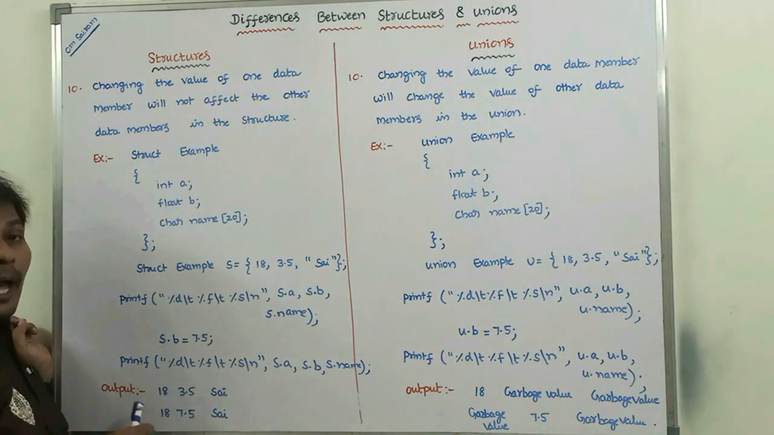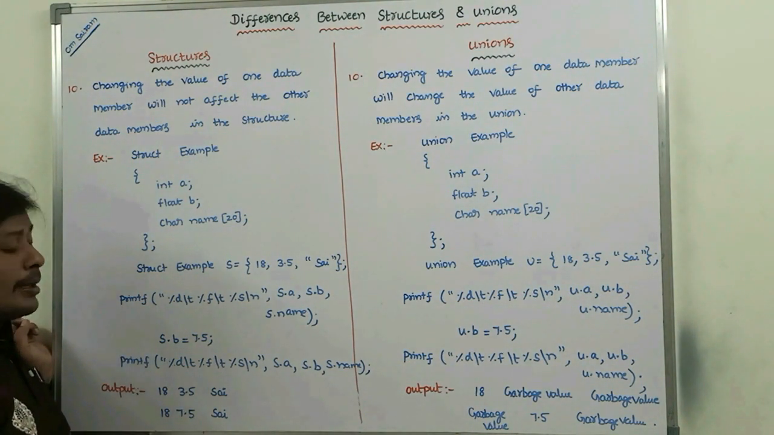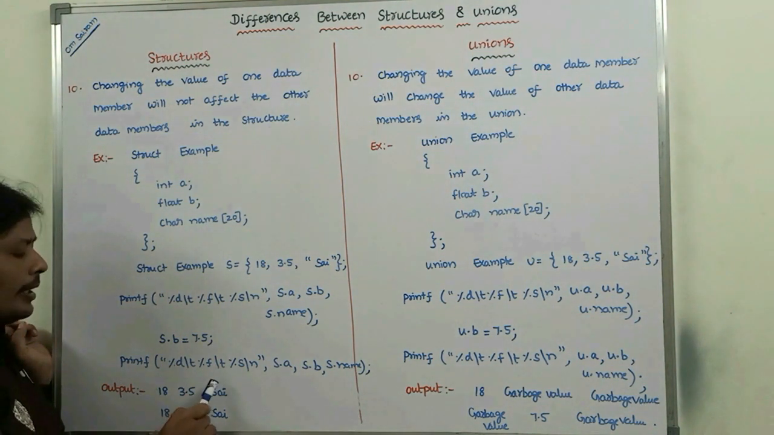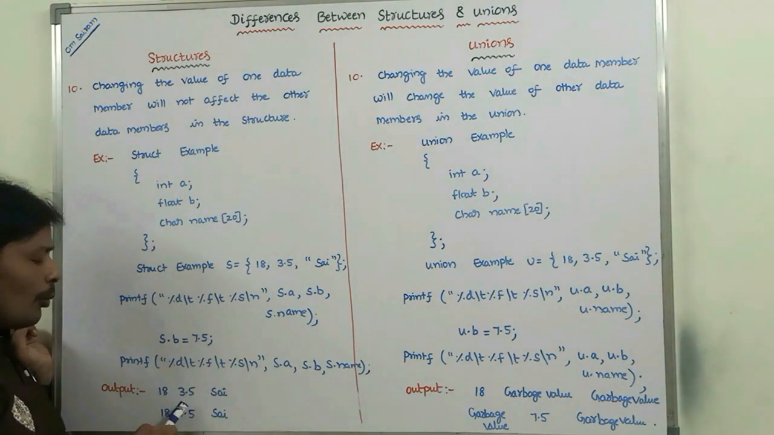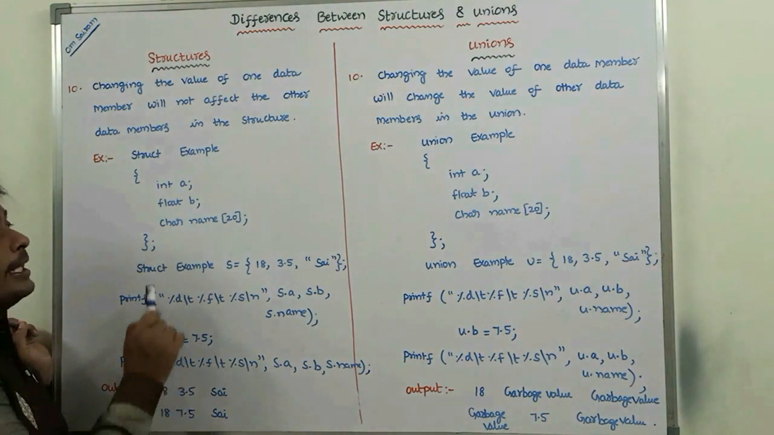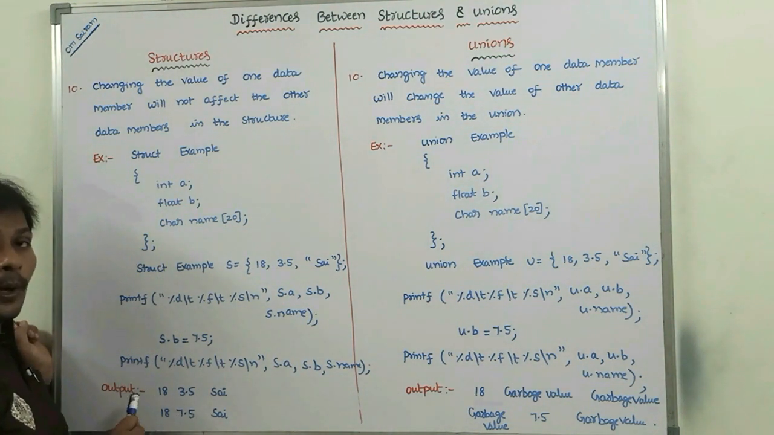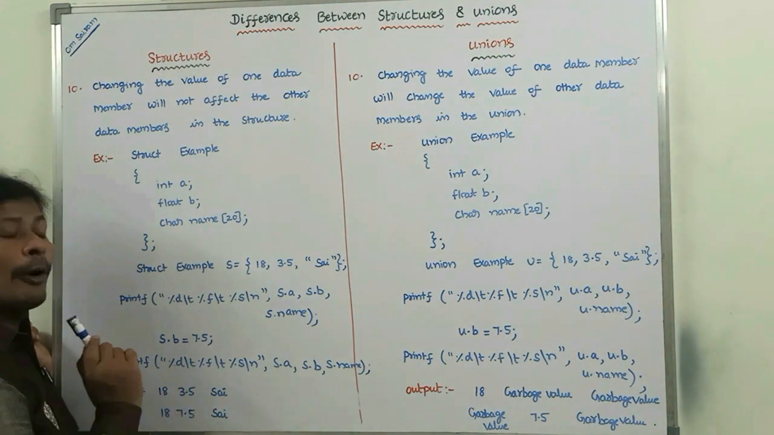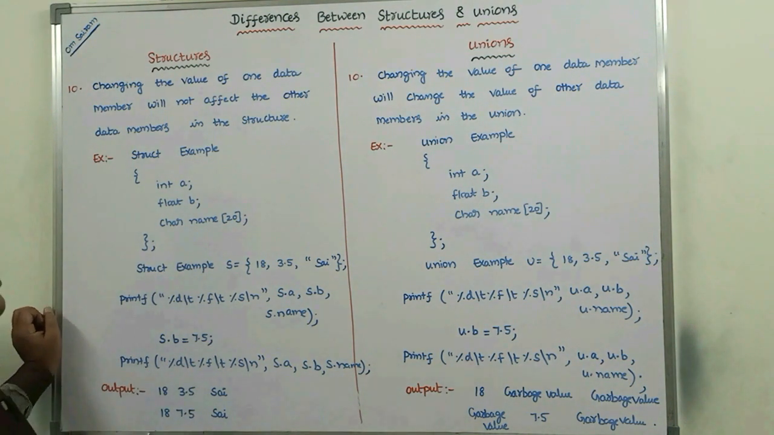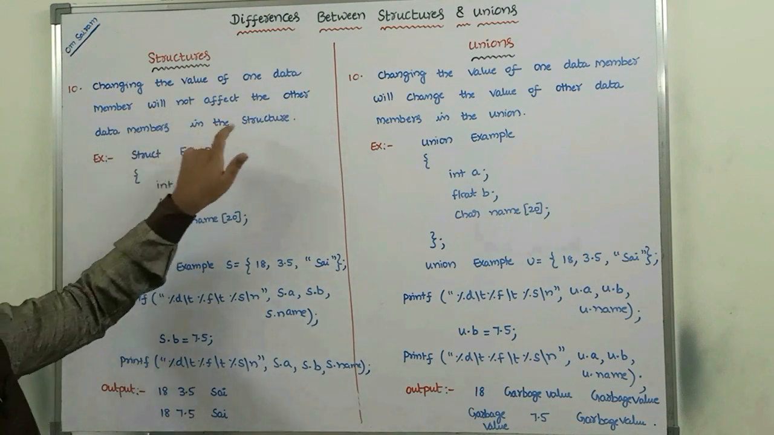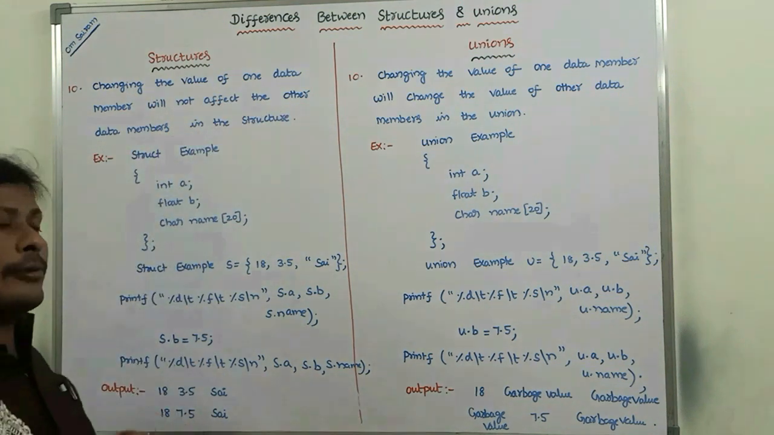There is no effect on the other data members in the structure. The remaining data members, there is no change. Here 18, here 18. Here Sai, here Sai. But whatever the changes that are done for a data member value, that modified data member value can be printed. So in the place of 3.5, 7.5 is printed. So changing the value of one data member will not affect the remaining data members in the structure.